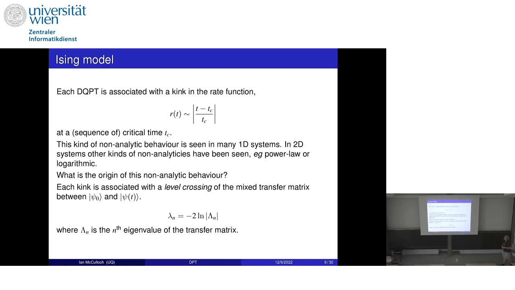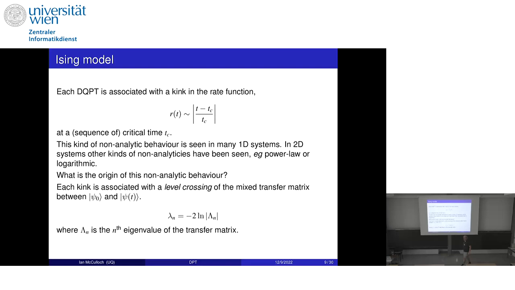So actually, I meant to update this because you can see some more interesting things even in 1D systems as well, which is described a bit later. So the question is, what is the origin of this non-analytic behavior? As the question pointed out, yes, this is associated with a level crossing of my transfer matrix between two different eigenvalues.